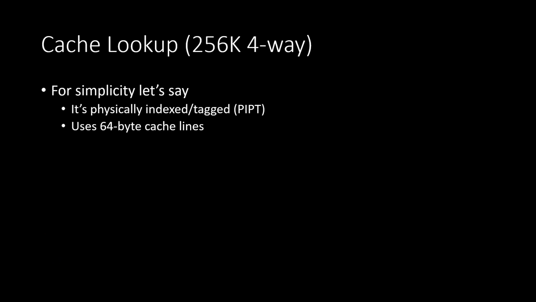Okay, let's have a quick look at how a set associative cache works. You have probably seen caches referred to as two-way, four-way, and so on, so let's quickly talk about what this means. For simplicity, let's just say it's physically indexed and physically tagged, so that means we're not dealing with TLB lookups, we're not dealing with address translation, and let's just say this cache uses 64-byte cache lines too.